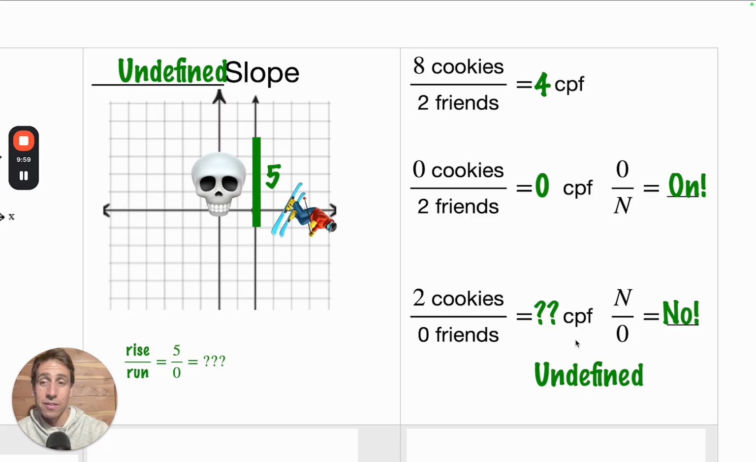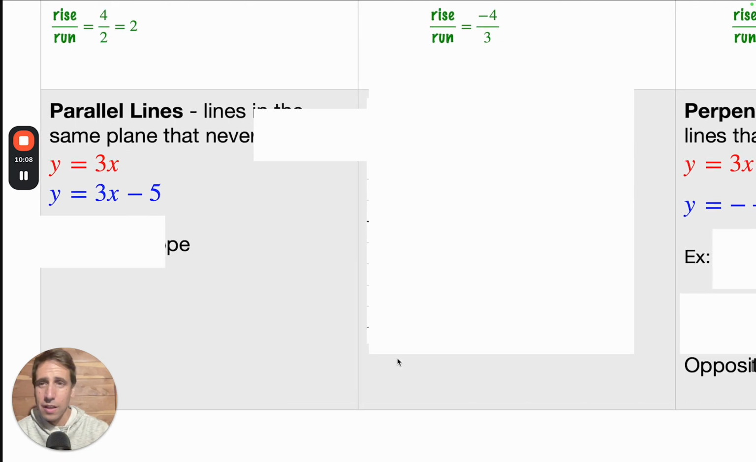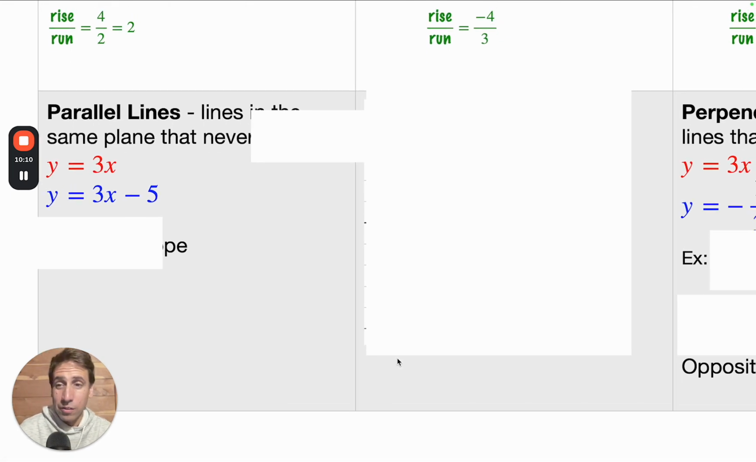And this is not a problem with division. This is how we want it to be. We want there to be no answer to this division problem. You say it's undefined. Here, anytime you're comparing slopes, one way that they might compare is they might be parallel.